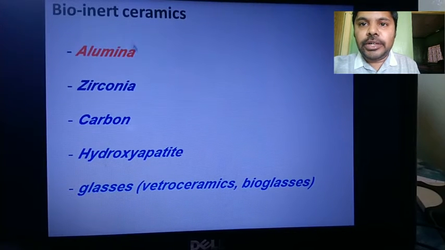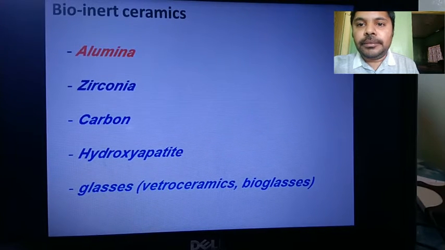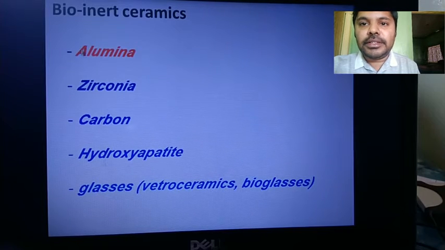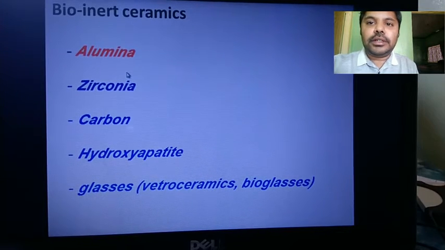There are different types of bio-inert ceramics: alumina, zirconia, carbon, hydroxyapatite, and glasses. We discussed carbon in detail in my previous presentation: its properties, applications, how it is prepared, and the different types of carbon. Today we will see two other types of bio-inert bioceramics: alumina, which you can call aluminum oxide, and zirconia, also called zirconium oxide. First we will see alumina in detail: its properties, applications, disadvantages, how it is prepared, etc.